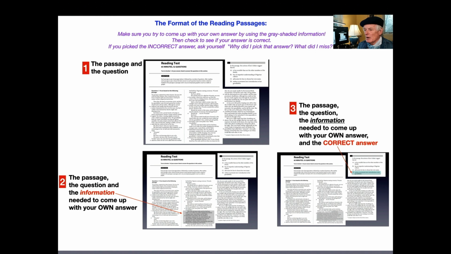What I'm going to be going over now is a complete reading passage, and let me explain the format to you. Right here, the first thing you're going to see is the passage. Then you're going to see the passage, the question, and the information needed to come up with your own answer. And then you're going to see the passage, the question, the information needed to come up with your own answer, and the correct answer.